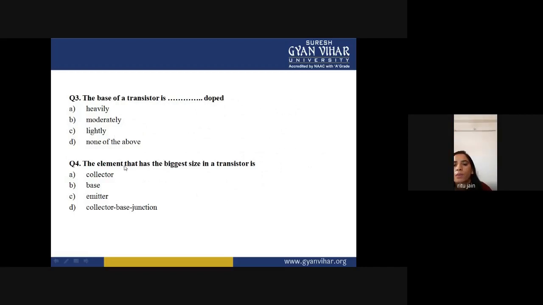Now, the element that has the biggest size in a transistor is... So, what has the biggest size in a transistor? The collector always collects the electrons coming through the emitter. I already told you that the base is the controlling terminal, but the emitter always emits the electrons. So the biggest size in a transistor is the emitter, because it emits the electrons which go from the n layer to the p layer.